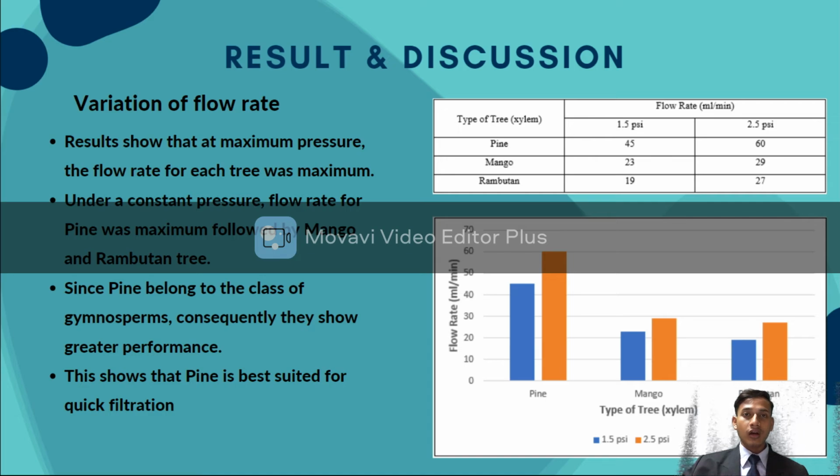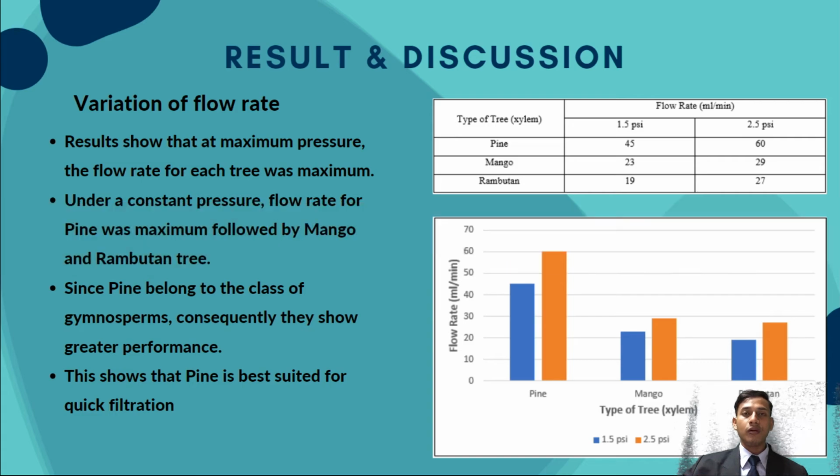Mango and rambutan trees are flowering plants. Thus, as expected, they show poor flow rate and therefore are not suited for filtration.